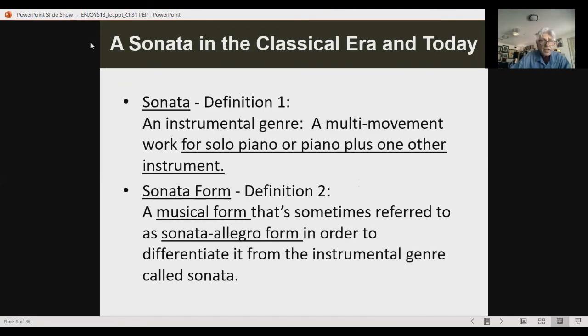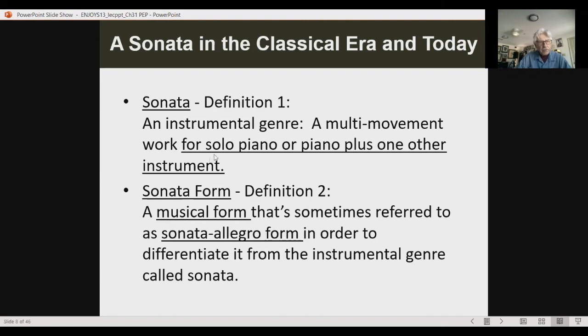So the definition of sonata in the classical era and the way we generally use it today is 2 ways. One, it's an instrumental genre and a multi-movement work for solo piano or piano plus 1 other instrument. So we'll sample music from a sonata by Beethoven. It's written for solo piano, and he wrote sonatas for cello and piano.